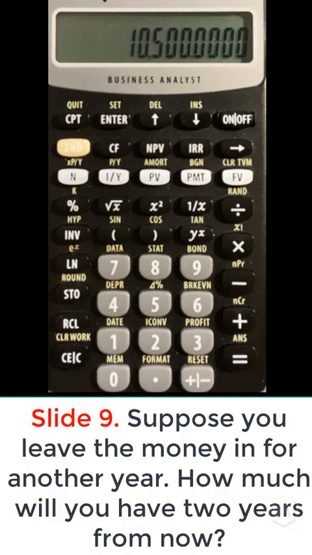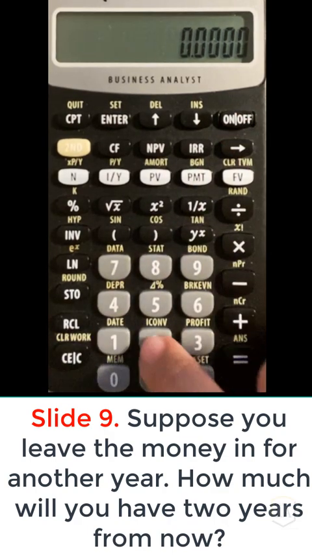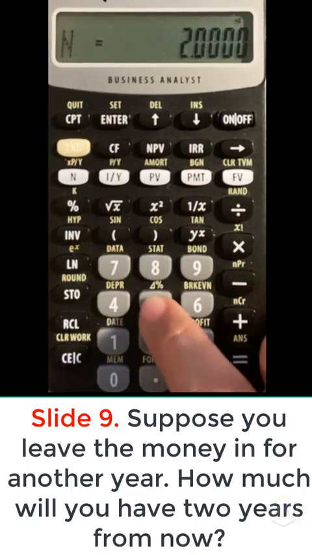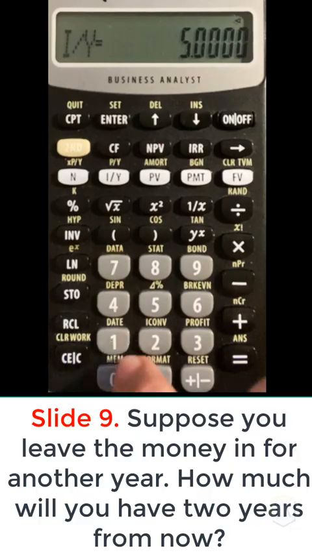Okay, so the second problem is the same thing, except that the number of years is 2 now. So let's start from the very beginning. Okay, 2 should be your number of years. And interest rate still 5%. And the money that you start off and you deposit or save is $10,000.